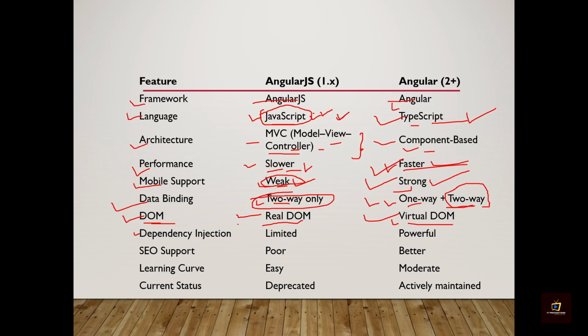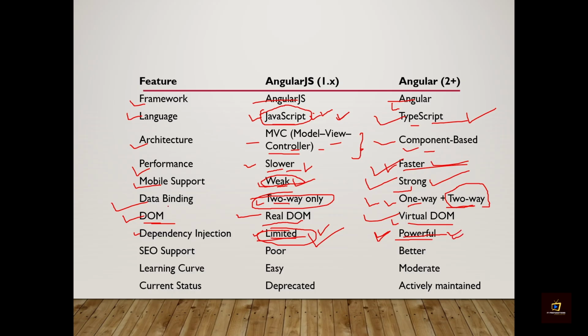AngularJS supports basic dependency injection with limited control. Angular has a powerful built-in dependency injection. In AngularJS there is no such built-in support; we need to implement dependency injection ourselves, which takes more code. In Angular it is built in, so we can inject services at the root level, module level, and component level.